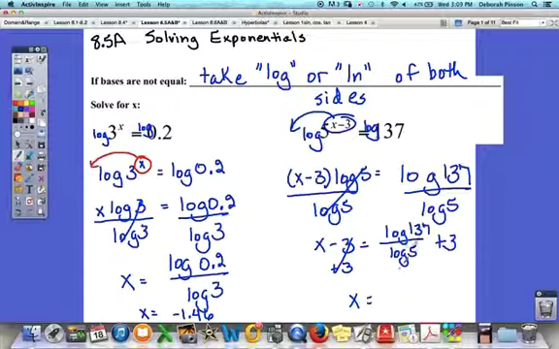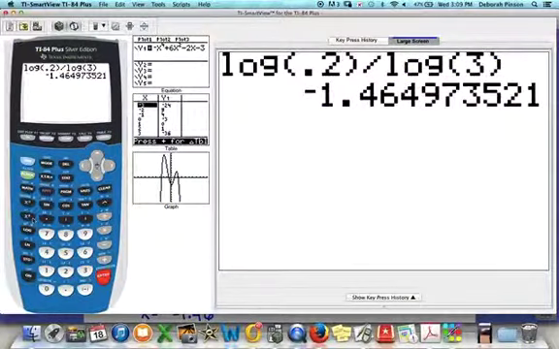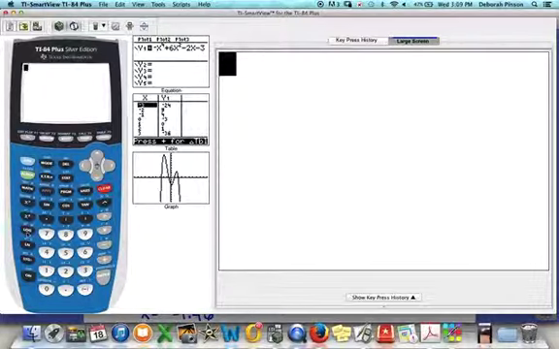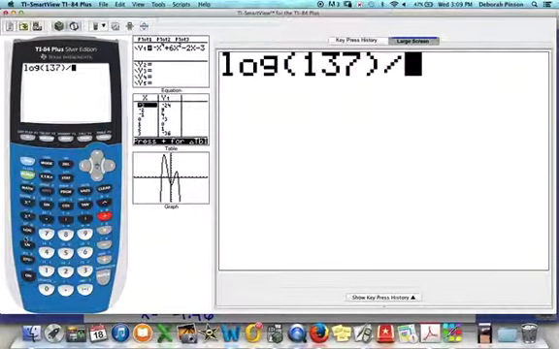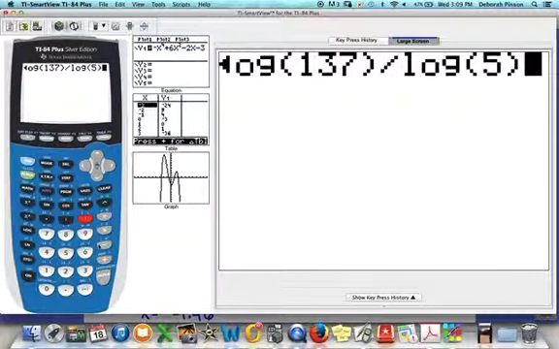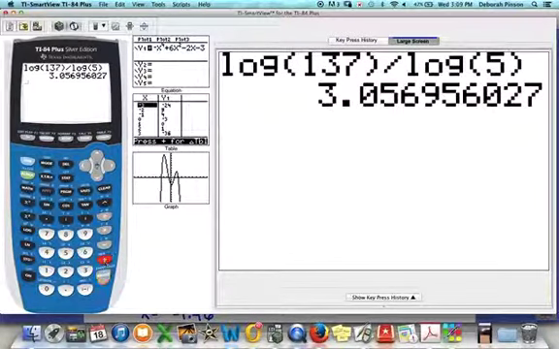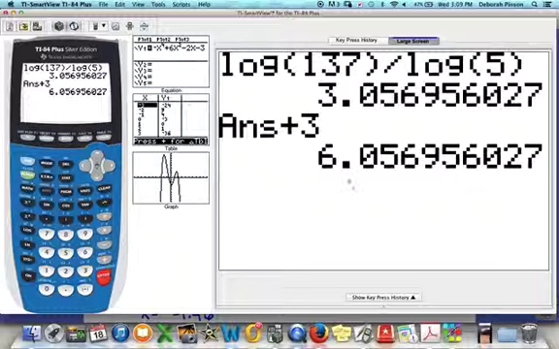All right, so what I want to do in my calculator is log of 137 divided by log of 5, whatever that is, plus 3. Okay, so I can do that. Let me clear this out. Log of 137 divided by log of 5, and then add 3. So 6.06.